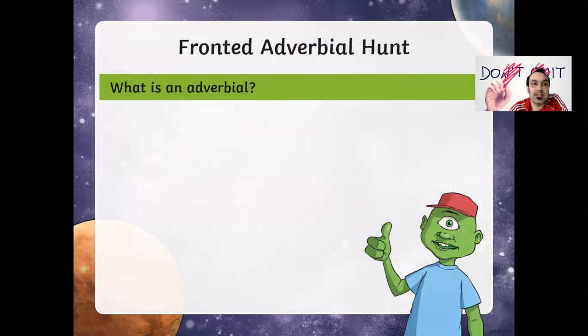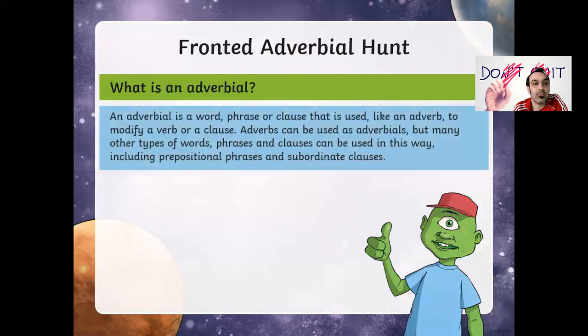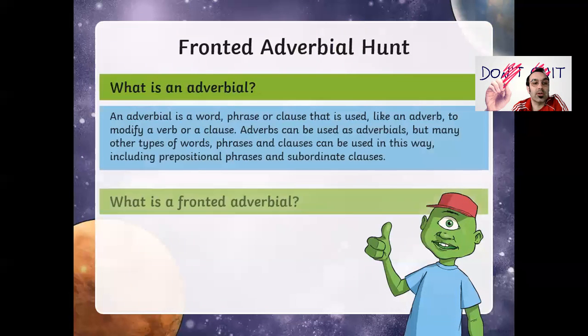So what is an adverbial? An adverbial is a word, phrase or clause that is used like an adverb to modify a verb or a clause. Adverbs can be used as adverbials, but many other types of words, phrases and clauses can be used in this way, including prepositional phrases and subordinate clauses. Lots to take in there. And we've looked at subordinate clauses in class. We've looked at prepositional phrases in class. So you should know what those are.